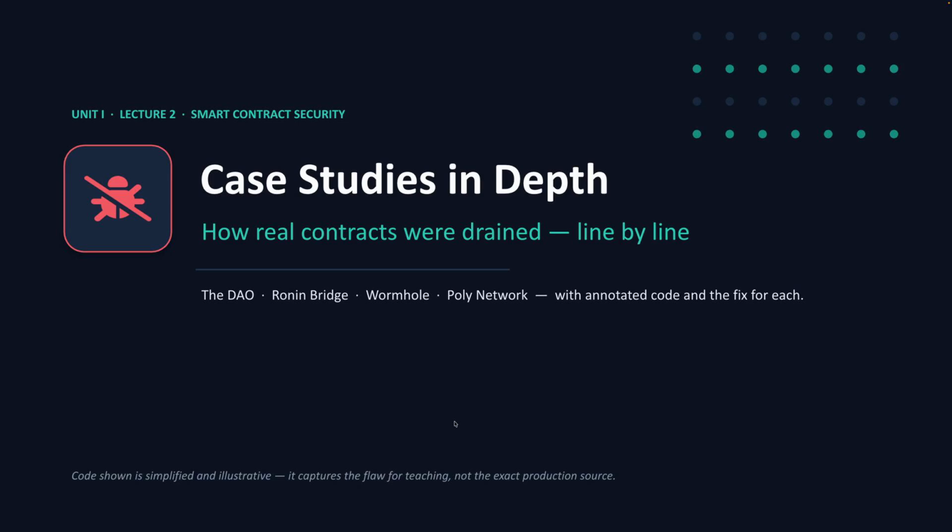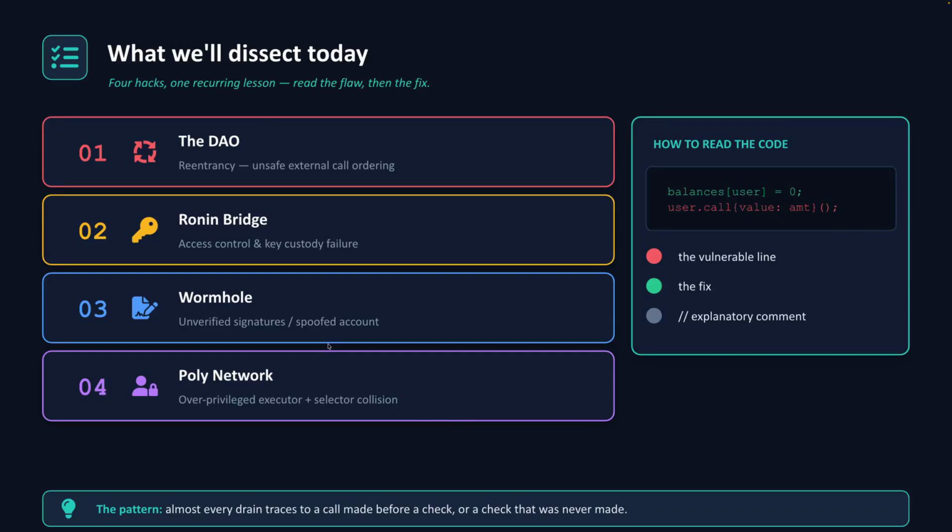The code examples shown in the further slides are simplified and illustrative. It captures the flow for teaching, not the exact production source. What we will dissect today: 4 hacks, 1 recurring lesson, read the flaw, then the fix.